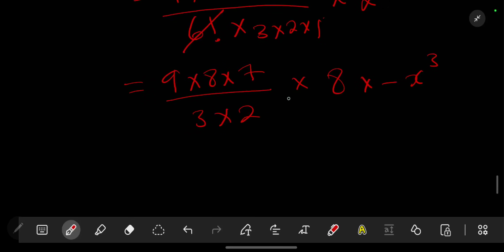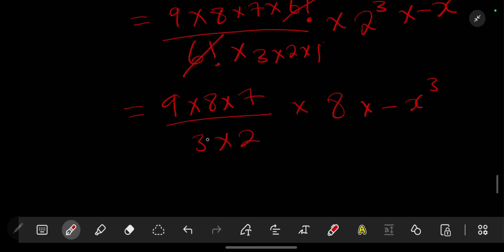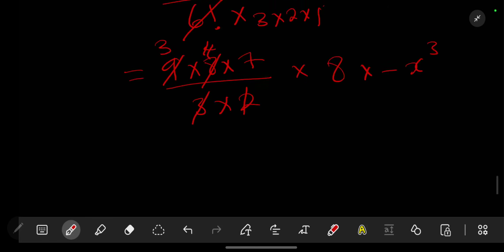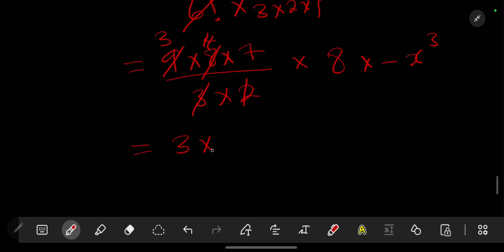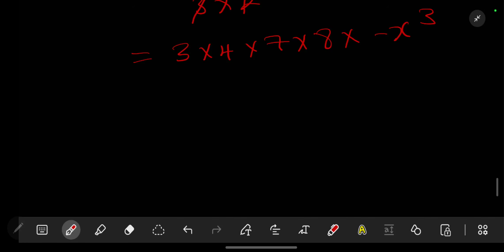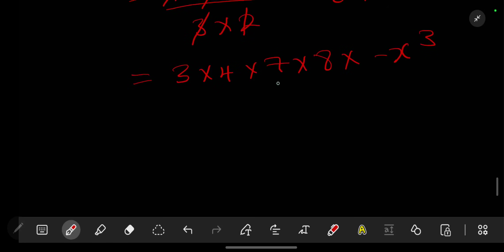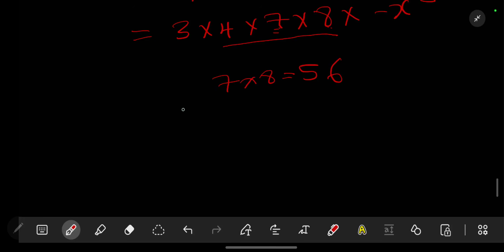So this gives us our value, which will be equal to, this can enter here 3 times, this can enter here 4 times. So our value will be 3 times 4 times 7 times 8 times our negative x to the power of 3. So let's multiply these first. Let's multiply the big ones first. So 7 times 8 will give us a value such as 56. So 7 times 8 is 56.